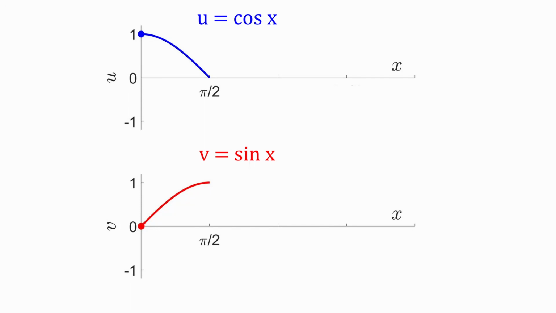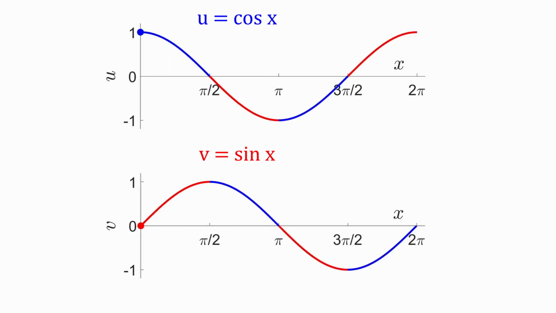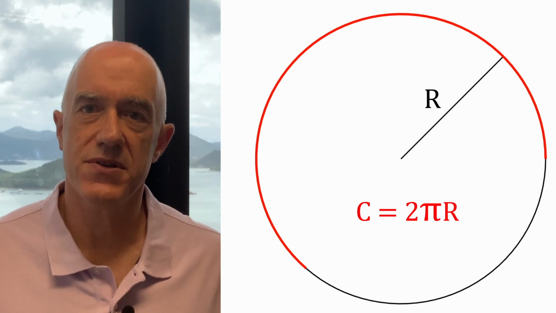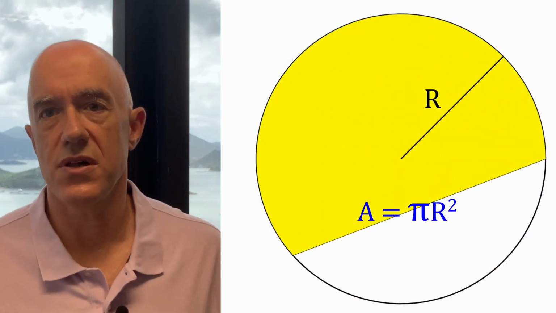So we can extend our graphs for cosine and sine from pi over 2 to pi by just attaching graphs for negative sine and cosine to the ones we've already computed. And we can continue extending the graphs of cosine and sine out to x equals 2 pi, after which the graphs become periodic. Now, without going into detail, we can use our discovered properties of sine and cosine to show that the circumference of a circle is 2 pi times the radius, and the area of a circle is pi times the radius squared.